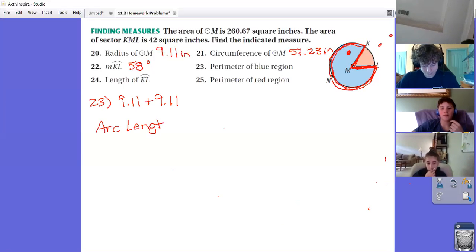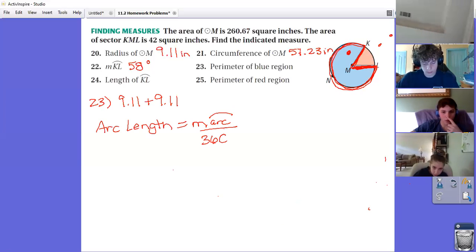Arc length is equal to the measure of the arc. Guys, remember, this is arc length, so this is going back to 11.1. So then we're going to multiply by 2 pi r, because it's arc length and not area of the sector. Okay, so in order to find the arc length, I do know the measure of the arc from question 22. Oh, wait, that's not true.